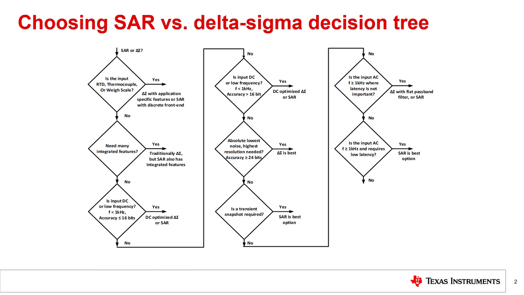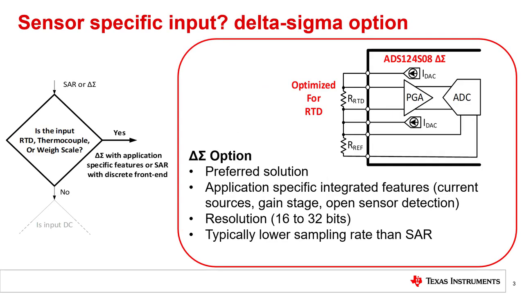For reference, this is the entire decision tree that we will cover in this video. As we progress, we will step through each decision and provide supporting details and examples to clarify the choice that we make. The decision tree starts with sensor-specific inputs. There are a number of Delta Sigma converters specifically designed to measure a certain type of sensor. Examples include RTDs, thermocouples, and weigh scales. These sensor-specific products normally have a wide range of integrated features that facilitate the measurement of a specific sensor.